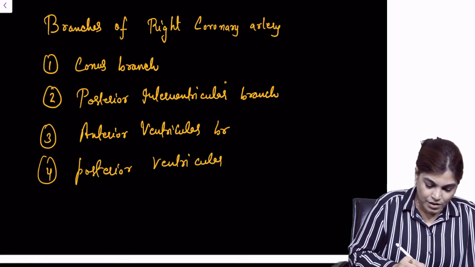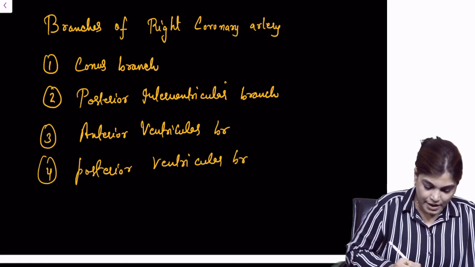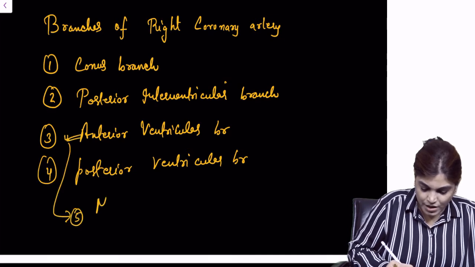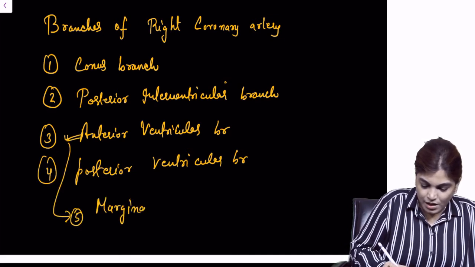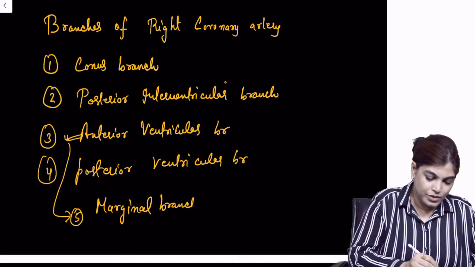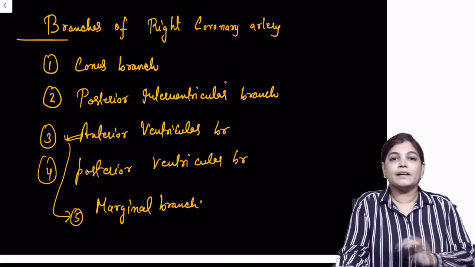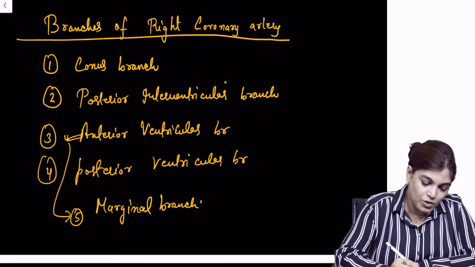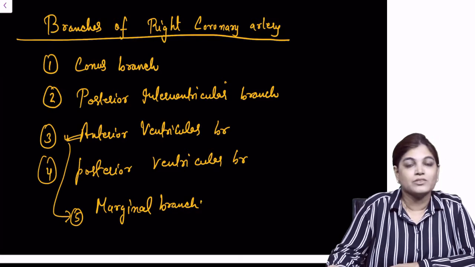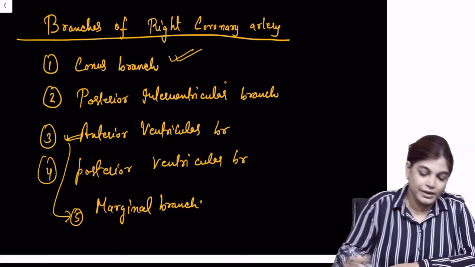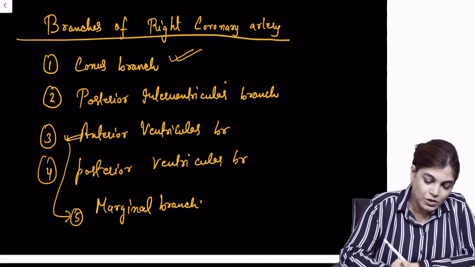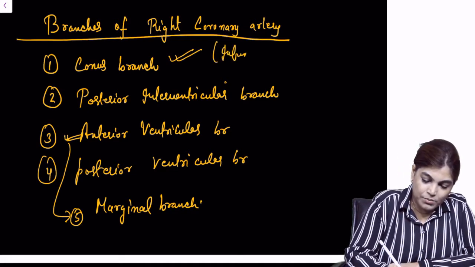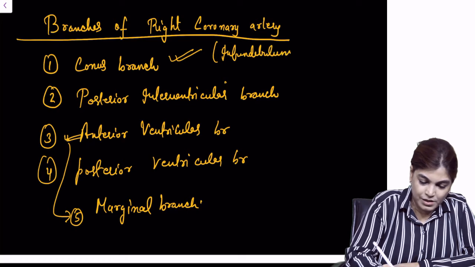And anterior ventricular is also giving an important branch, and it also has another important branch, that is the marginal branch. So these are the important branches of the right coronary artery, directly or indirectly giving blood supply to parts of the heart. The conus branch is supplying the right ventricular infundibulum. Infundibulum part of which ventricle? Right ventricle.